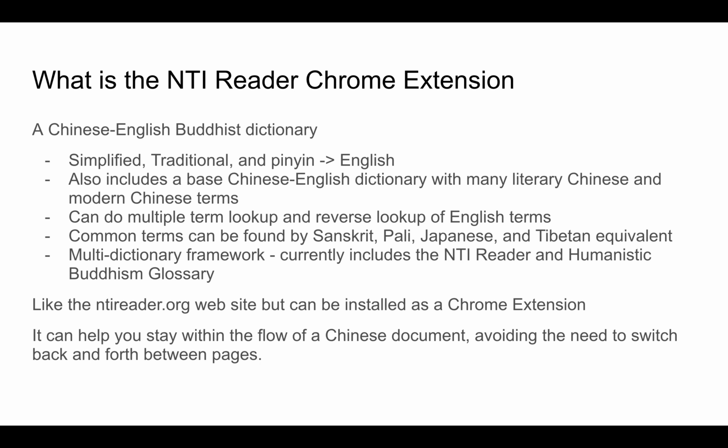It's a multi-dictionary framework, so it currently includes two dictionaries, the NTI Reader Dictionary and the Fo Guang Shan Humanistic Buddhism Glossary. Like the NTI Reader website, it has similar functions for looking up and analyzing text, but it can be installed as a Chrome extension, which helps you stay within the flow of a Chinese document to avoid the need to switch back and forth between pages to look up terms.